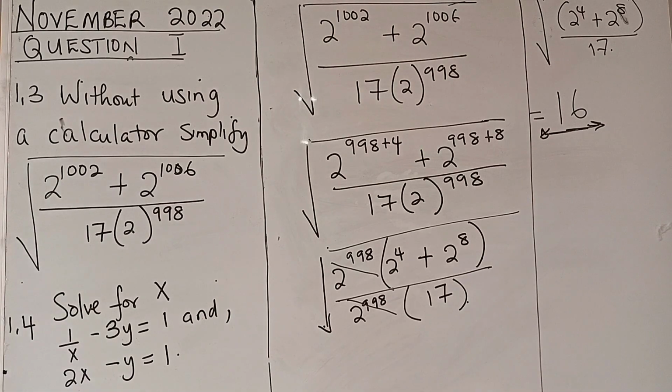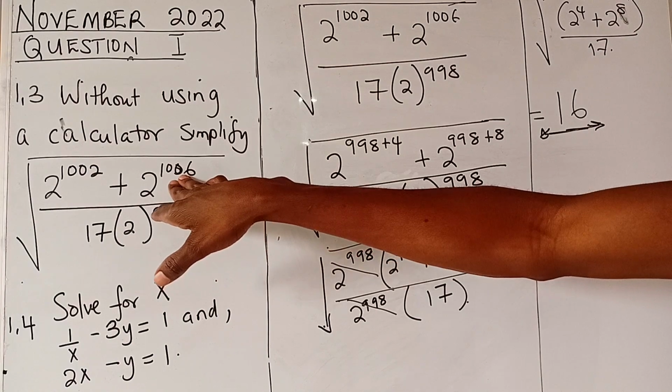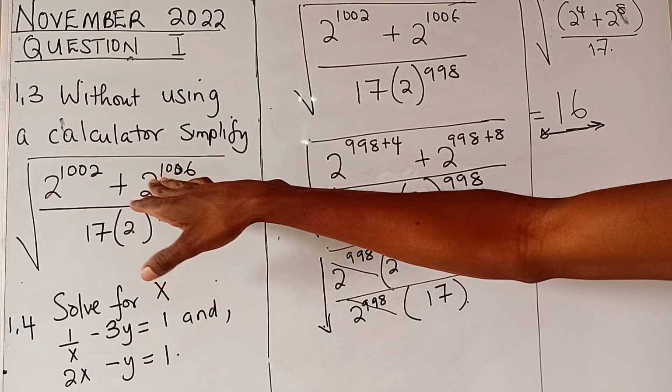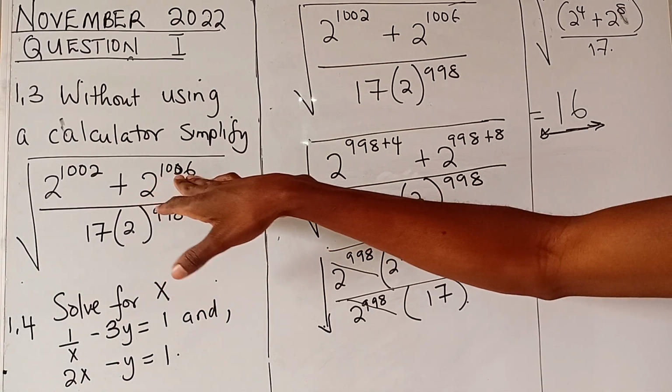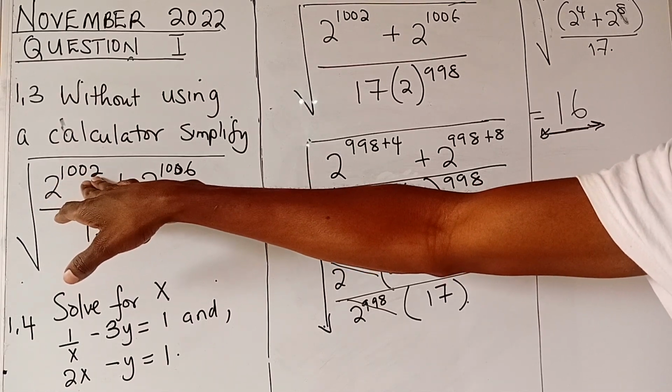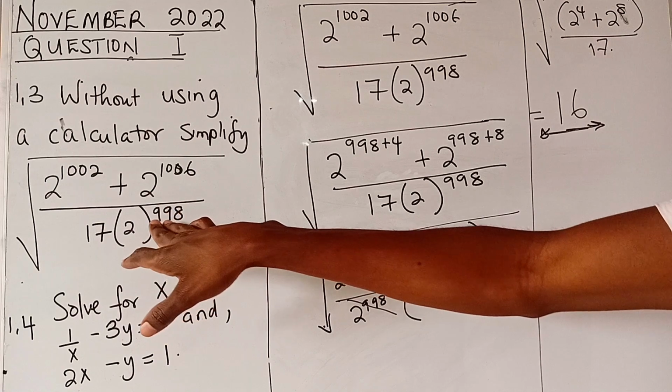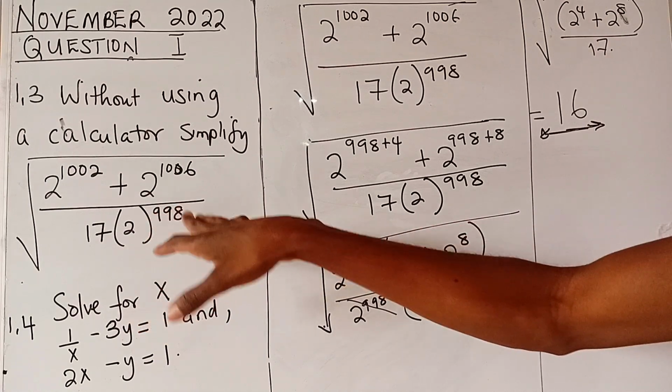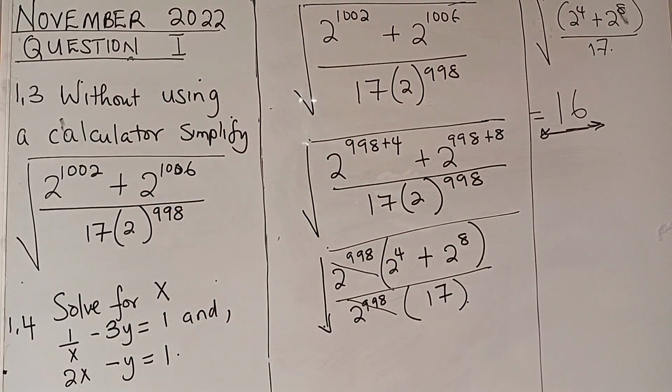So now, when they say simplify without using a calculator, 2 to the power 1002 plus 2 to the power 1006, all over 17 bracket 2 to the power 998, you can express it in terms of the lowest exponent or also the highest exponent. For example, if I was going to express it in terms of the highest exponent, I was going to say this is 1006 minus 2, minus 4. Then here I put 1006. Then here it will be 1006 minus 8. Then we can take it from there.